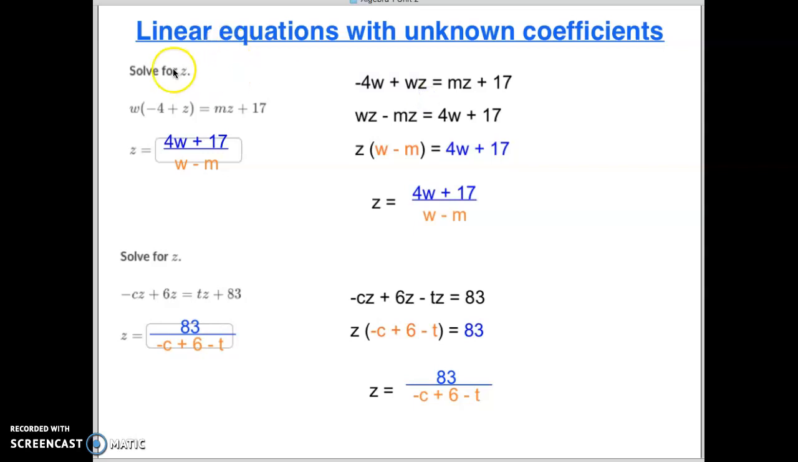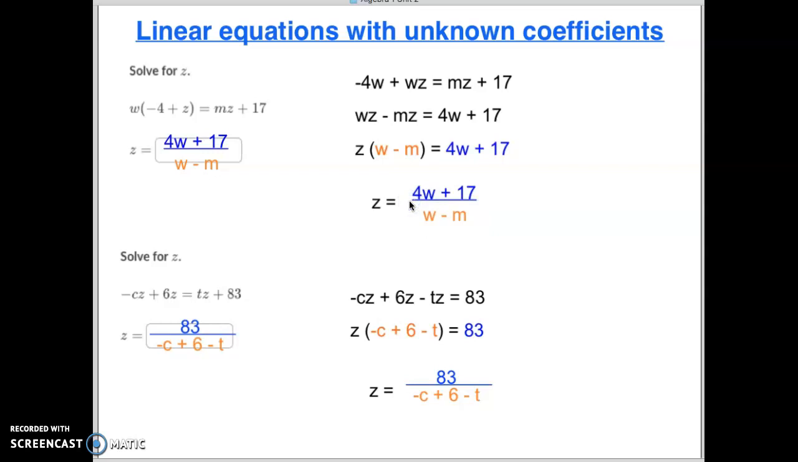Then, because we're solving for Z in this case, anything with a Z term, I put on the left side. Anything that did not have a Z term, I put on the right side. Then I factor out that Z from both of those. You'll notice I put different colors. Whatever is on the right side is going to be on the top of the fraction, and whatever is inside those parentheses will be on the bottom of the fraction.